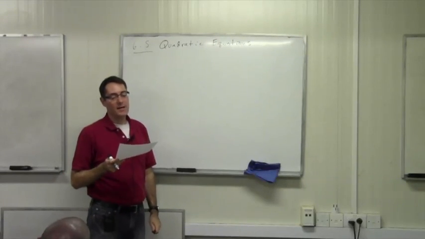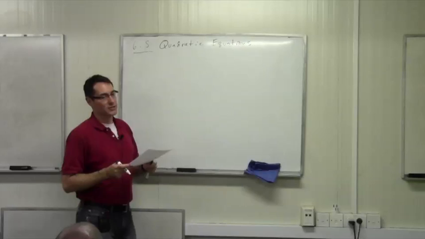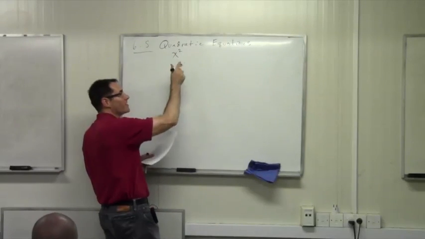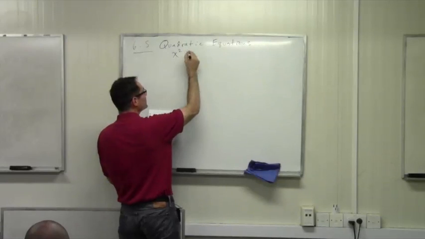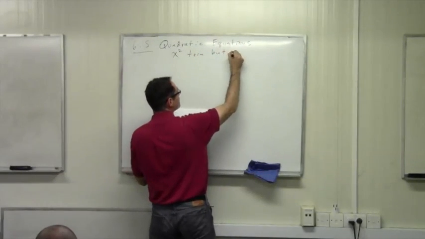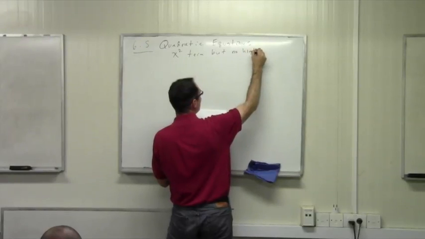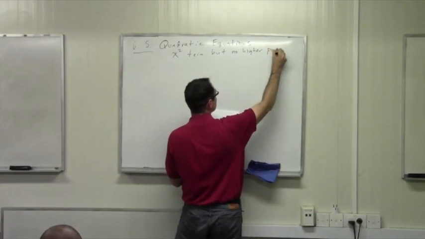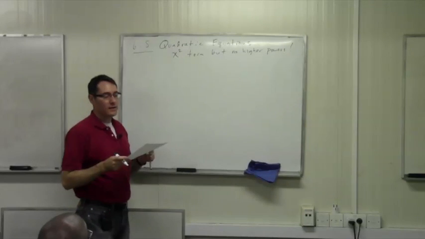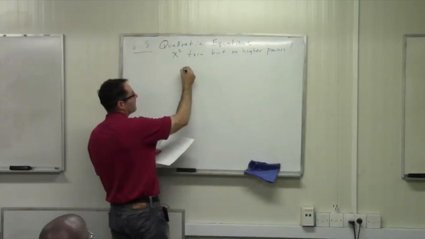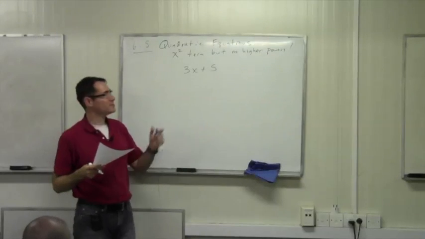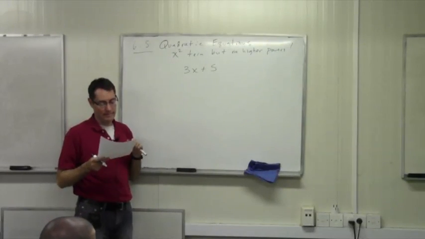Quadratic equations are equations that have an x squared or some other squared variable in it. An x squared term, but no higher powers. 3x plus 5 is not a quadratic because it doesn't even have an x squared term in it.